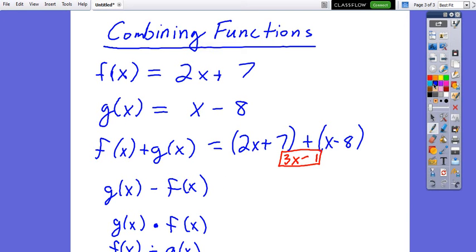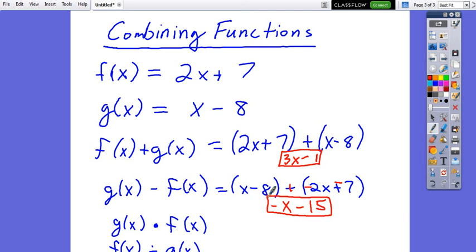All right. So, g of x minus f of x. Change the sign behind it. So, you've got x minus 8 minus parentheses 2x plus 7. Like she just said, change the signs after the minus. So, make the minus a plus and then minus minus. And then our final answer will be x minus 2x is negative x, and then negative 8 plus negative 7 is negative 15.